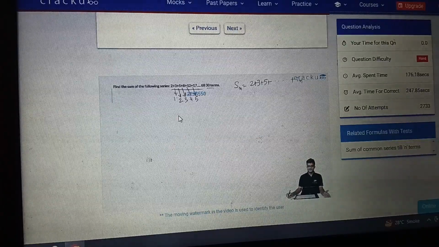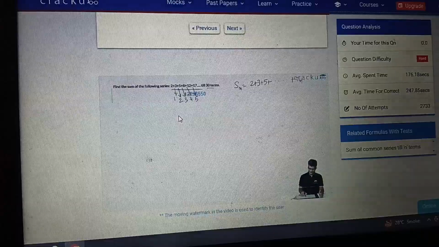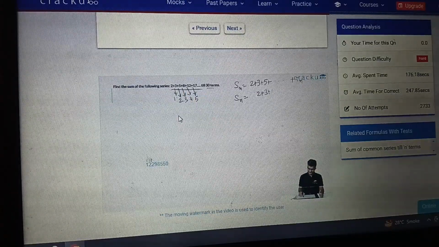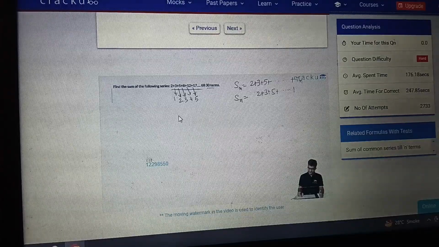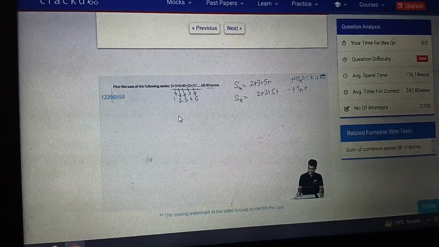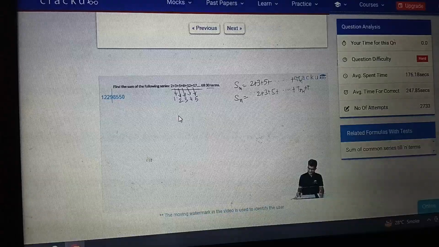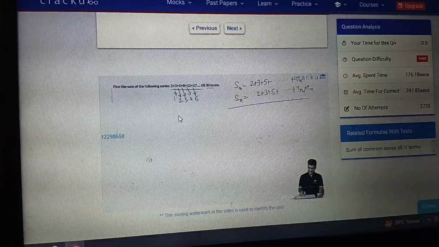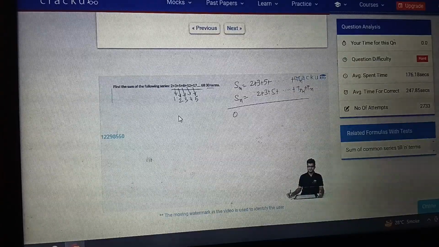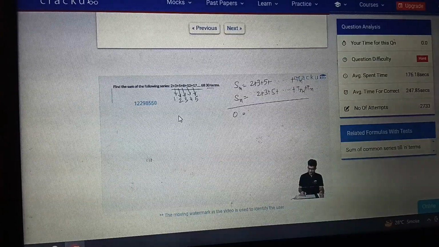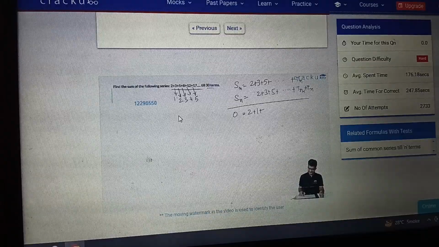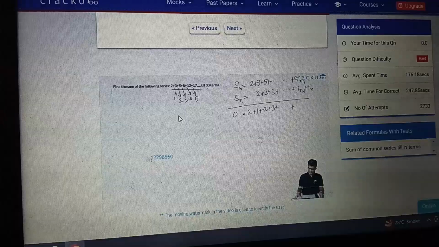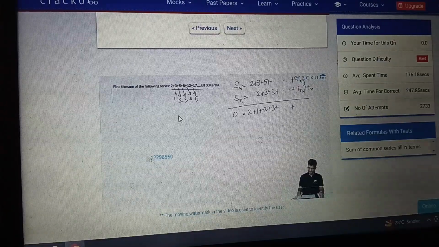And if we shift each of the terms one to the right, that is, if we express S of n as 2 plus 3 plus 5 plus dot dot dot plus t of n minus 1 plus t of n, and if you subtract the second equation from the first equation, the left hand side will become equal to 0. And the right hand side will become equal to 2 plus 1 plus 2 plus 3 plus dot dot dot plus t of n minus t of n minus 1, which is equal to n minus 1.